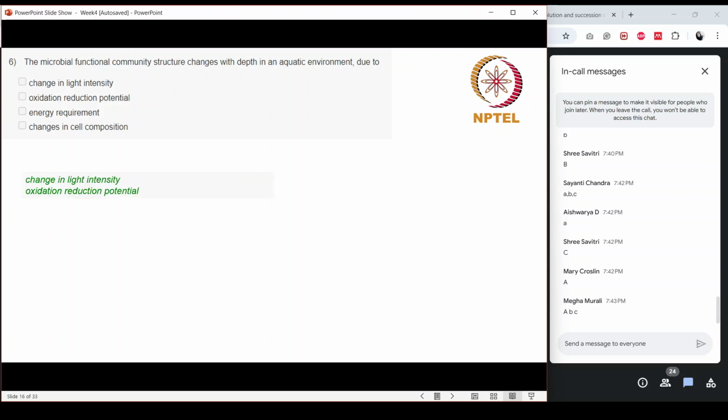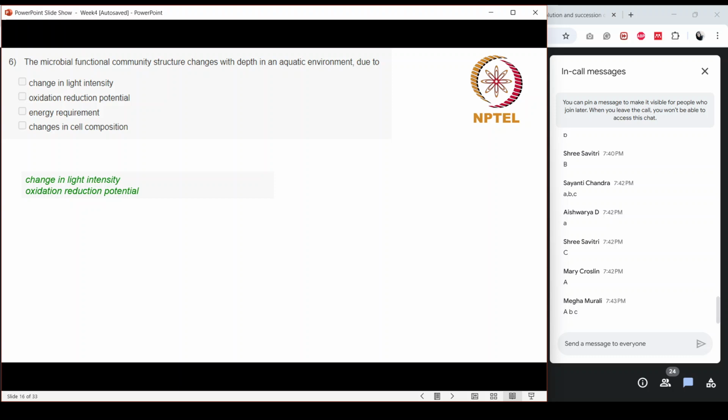So the answer is change in light intensity and reduction in oxidation potential. Sunlight can penetrate up to a certain level. When there is a change in the light intensity, the bacteria which can survive in less light live at the bottom, and those which can survive in more light go to the top. Similarly, with depth there is a change in oxidation reduction potential because less light is coming to the bottom. The plants which use light to produce oxygen will be there more at the top surface.